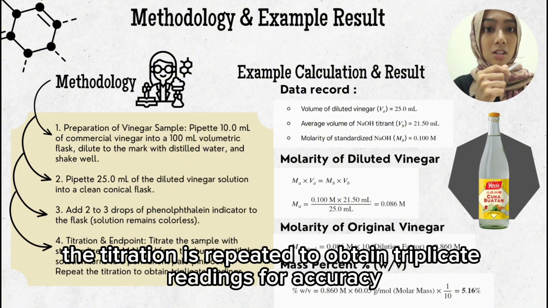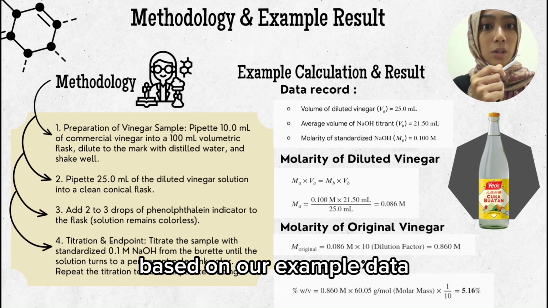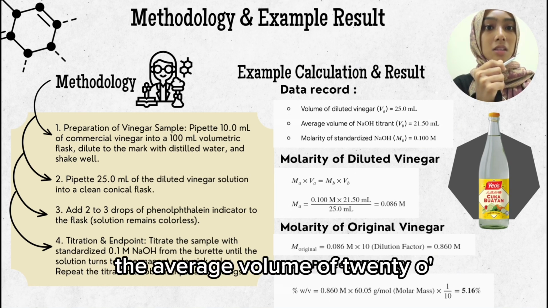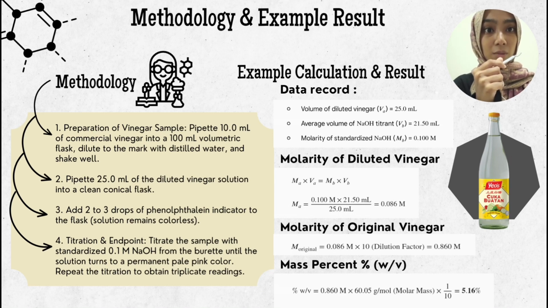The titration is repeated to obtain triplicate readings for accuracy. Based on our example data, the average volume of NaOH used was 21.50 ml. By using the formula MAVA equals MBVB, the molarity of the diluted vinegar is calculated as 0.086 M.